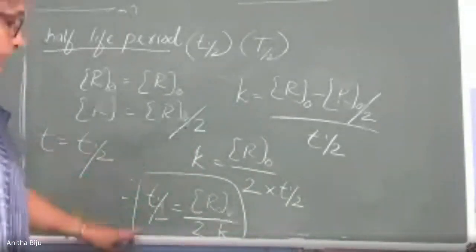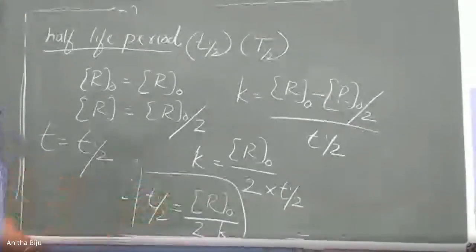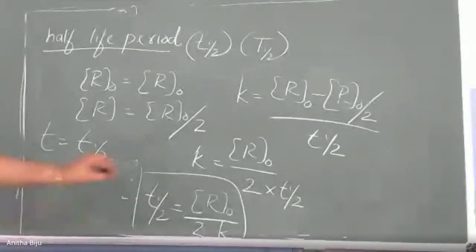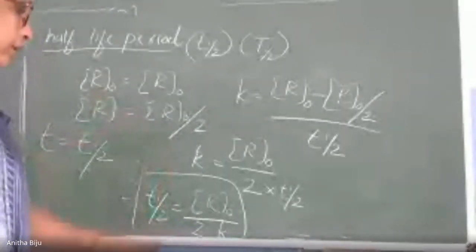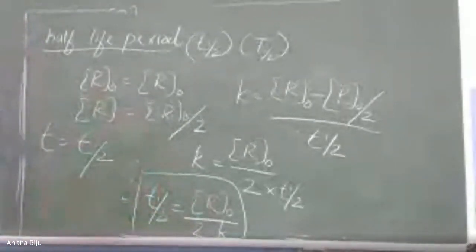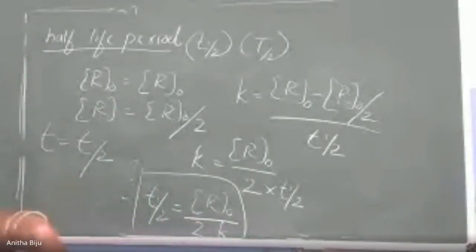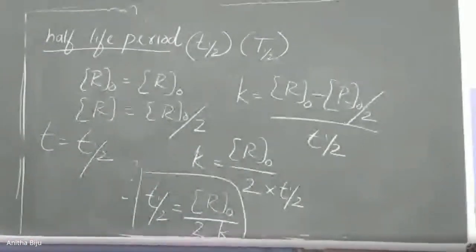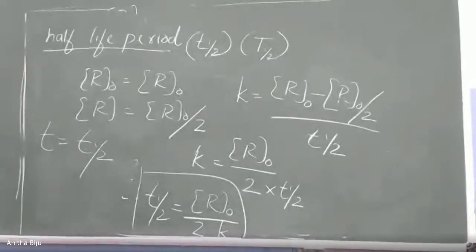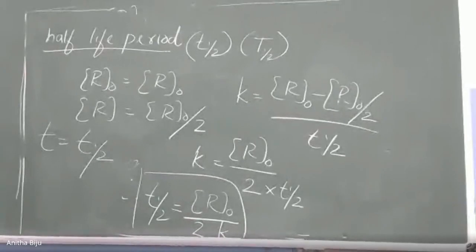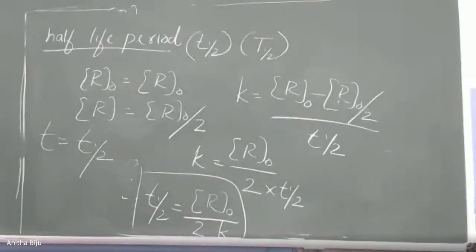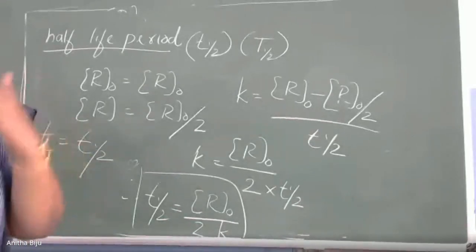What is the conclusion? The half-life period of a zero-order reaction is directly proportional to its initial concentration. That means it depends on the initial concentration. We can write the conclusion in this way: the half-life period of a zero-order reaction depends on its initial concentration. This is all about a zero-order reaction.